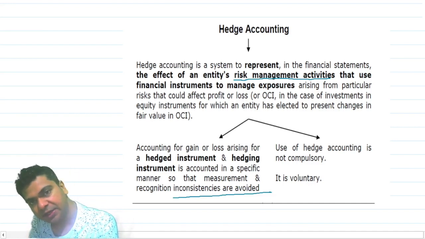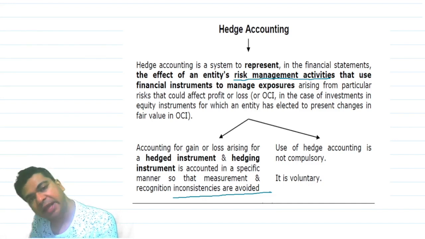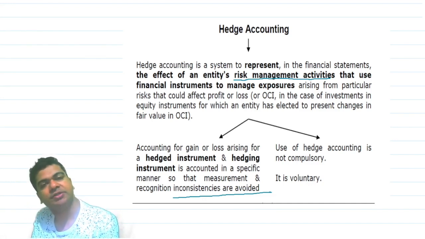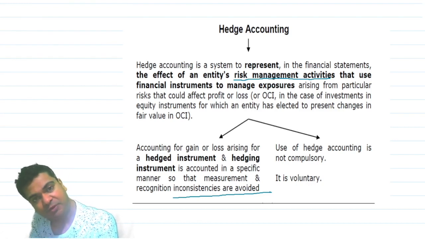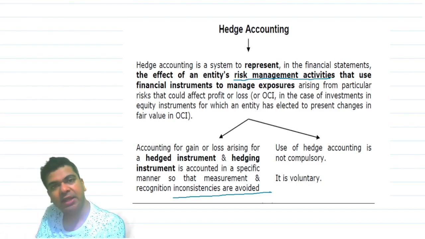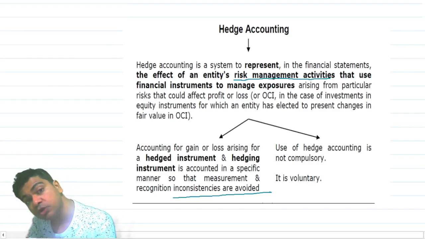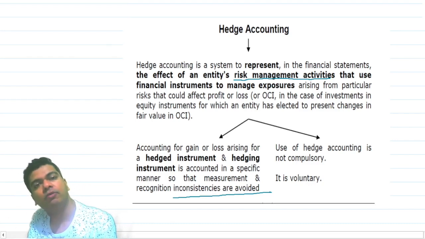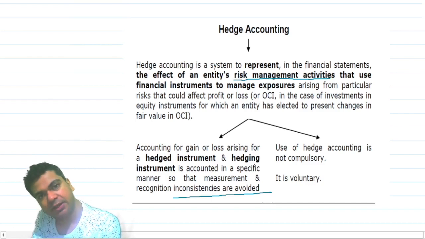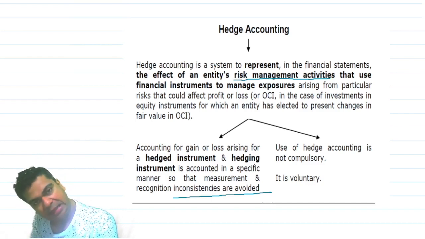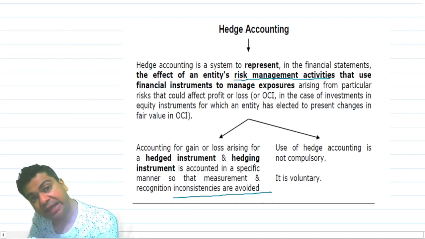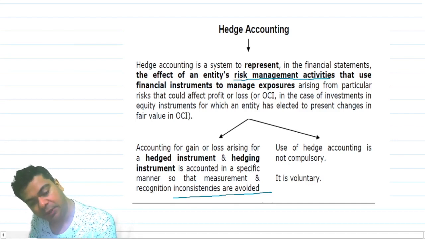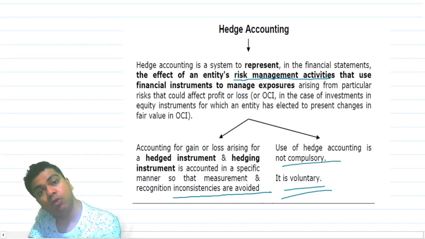As I said earlier, isn't it? The fair value changes in the hedged item and the fair value changes in the hedging instrument, these fair value changes most of the time will be opposite. If one is a gain, another shall be a loss, or vice versa. So why don't we just offset the two against each other by treating both of them as a single item? So a lot of measurement and recognition inconsistencies will be avoided. As you can see on the other side, use of hedge accounting is not compulsory, it is voluntary.